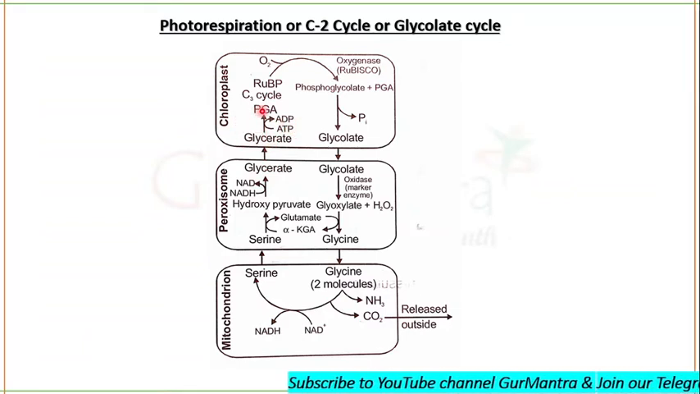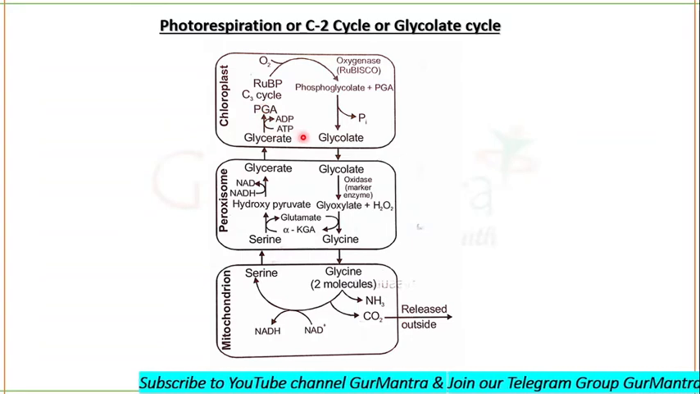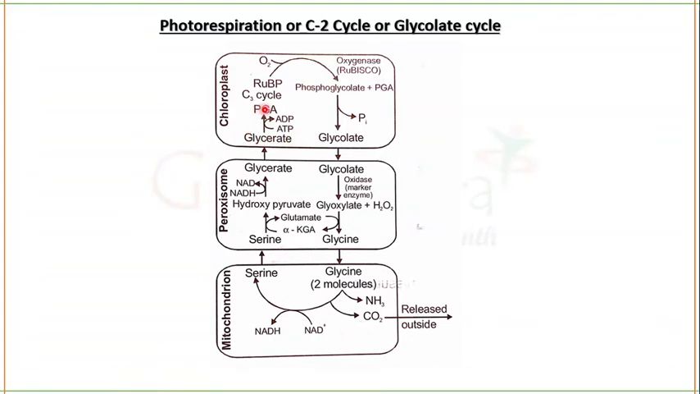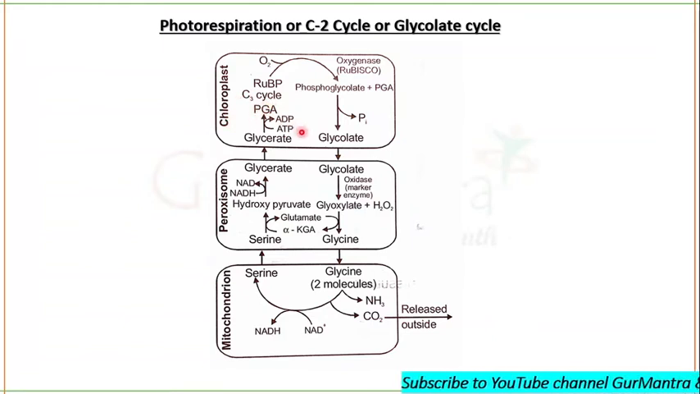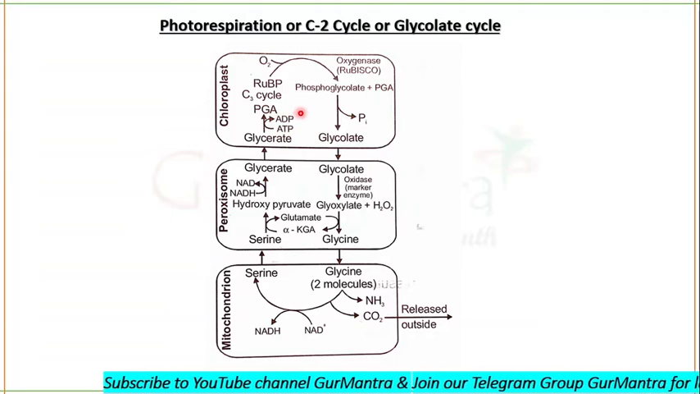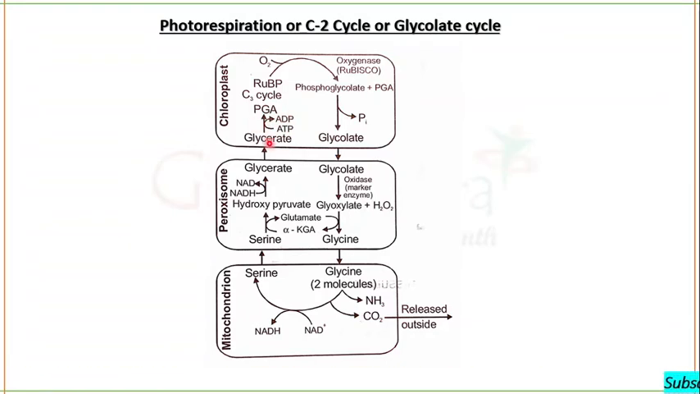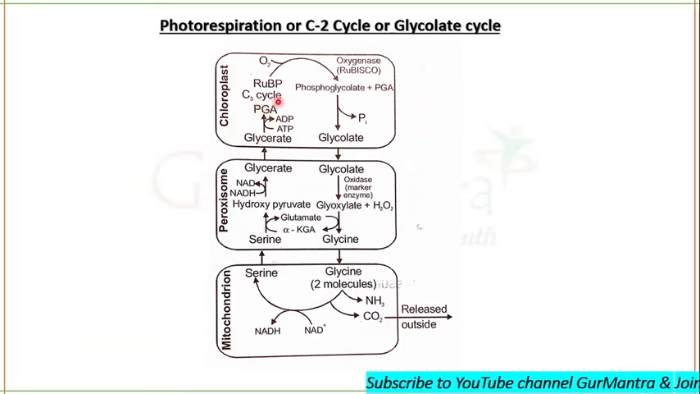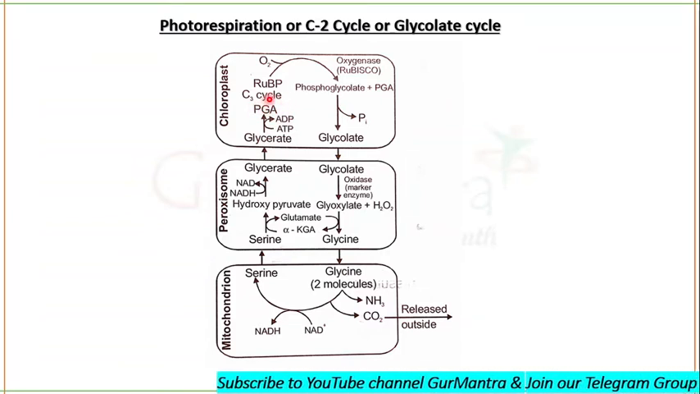converted into the phosphoglycerate. This glyceric acid will now be converting into the phosphoglyceric acid, and it requires a phosphate group which will be provided by the ATP. ATP will be utilized and it is converted into ADP, and glyceric acid now gets a phosphate group, and this phosphoglyceric acid now takes part in the C3 cycle.